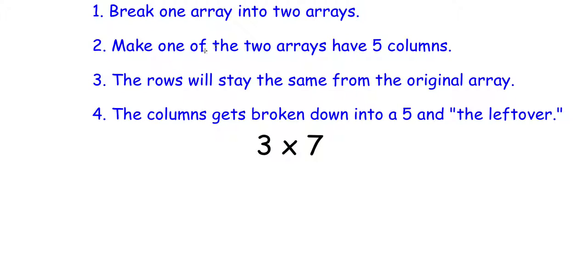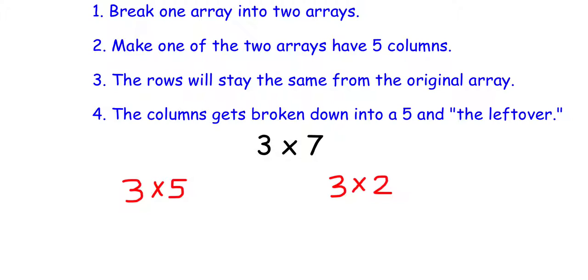So I'm going to break one array into 2 arrays, with one array having 5 columns. These are the rules that we're going to follow. Instead of actually drawing out my 3 by 7, I already know that 3 is going to be the same for my 2 new arrays. One of them is going to be a 3 by 5. Now I simply have to figure out, if I take 5 away from the 7, how many are the leftover? Well, that would be 2, because 7 minus 5 is 2. So another way to write 3 by 7 is to write 3 by 5 and 3 by 2.